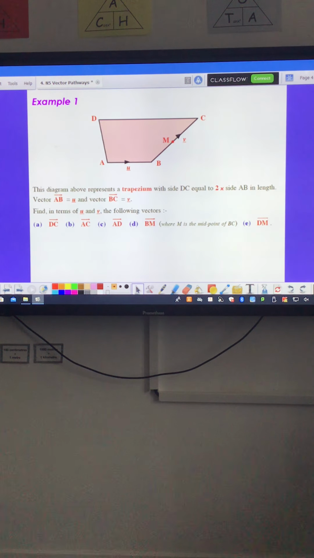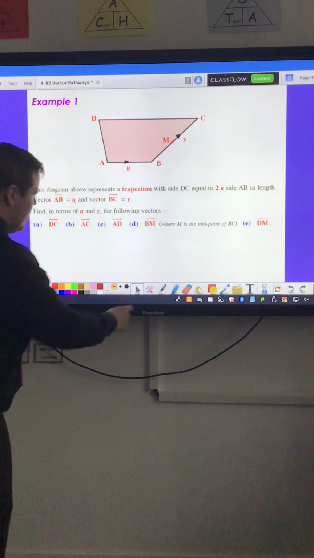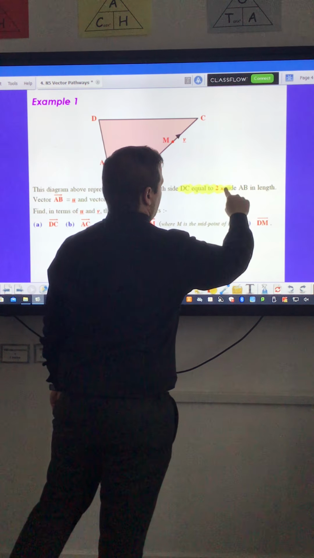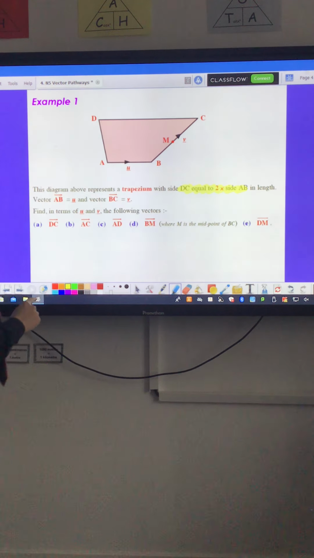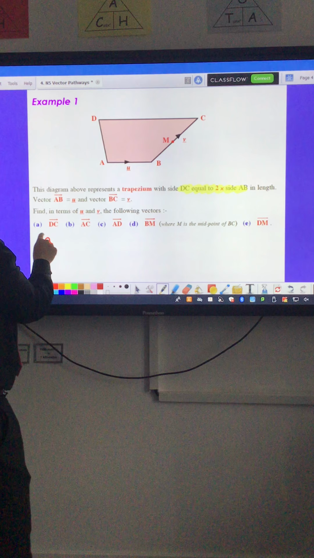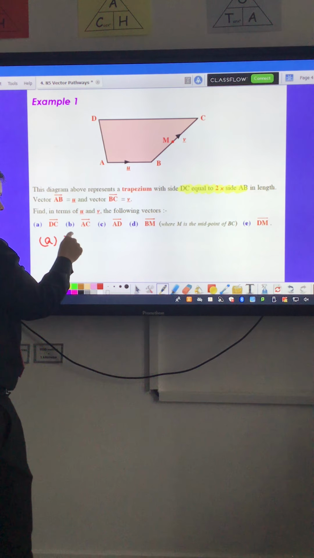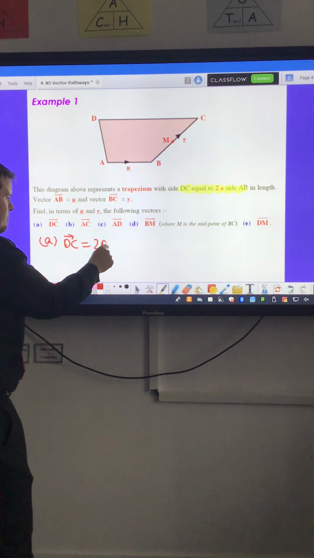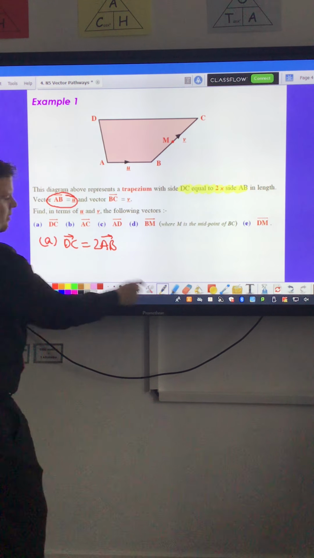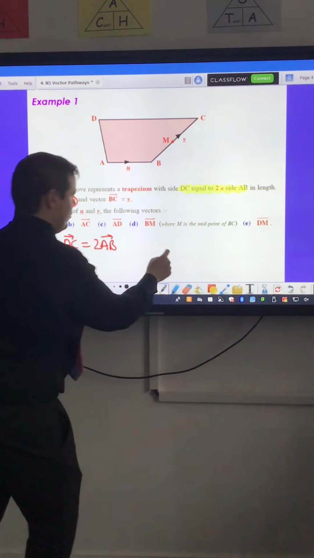So the first one, you've got this trapezium with side DC equals 2AB. Okay, that's important. Vector AB is u, vector BC is v. Find, in terms of u and v, the following vectors. So, the first one, DC, what we're told is 2 lots of AB. So, DC is 2 ABs, and then we're told that AB is u, so that must be 2u.